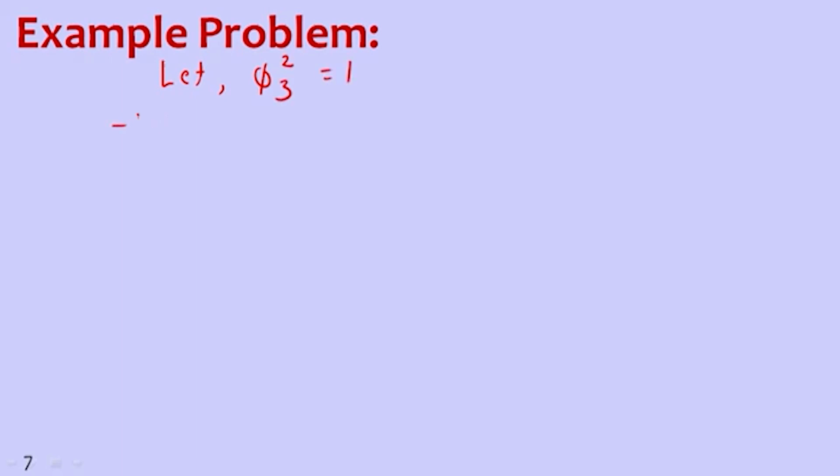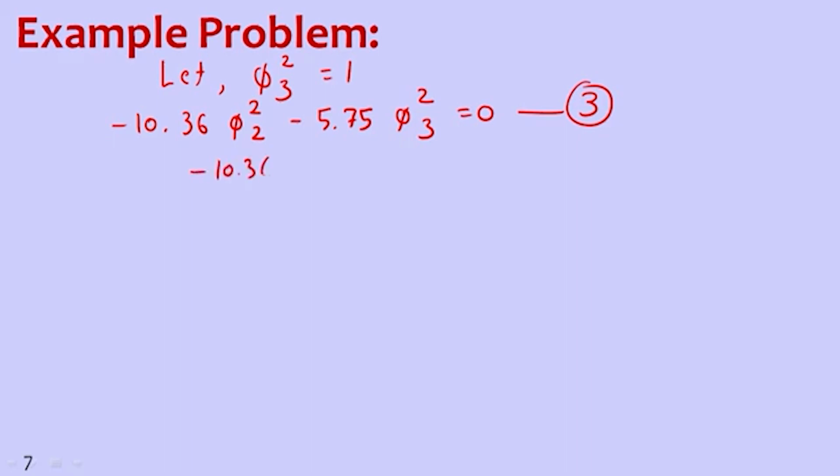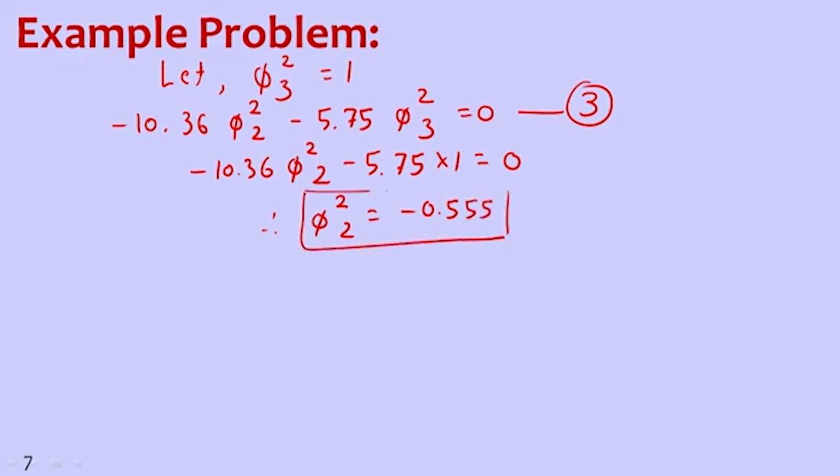Now rewriting the equation number 3, 10.36 522 minus 5.75 523 is equal to 0. So this is my equation number 3. Now 10.36 522, which is unknown, minus 5.75 multiplied by 1 is equal to 0. So 522 is equal to minus 0.555. So here you can observe that though value is less than 1, it is having the negative sign.